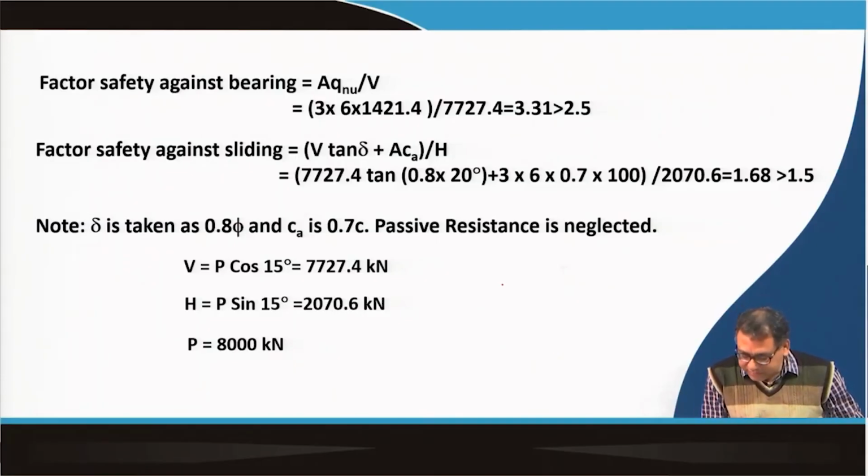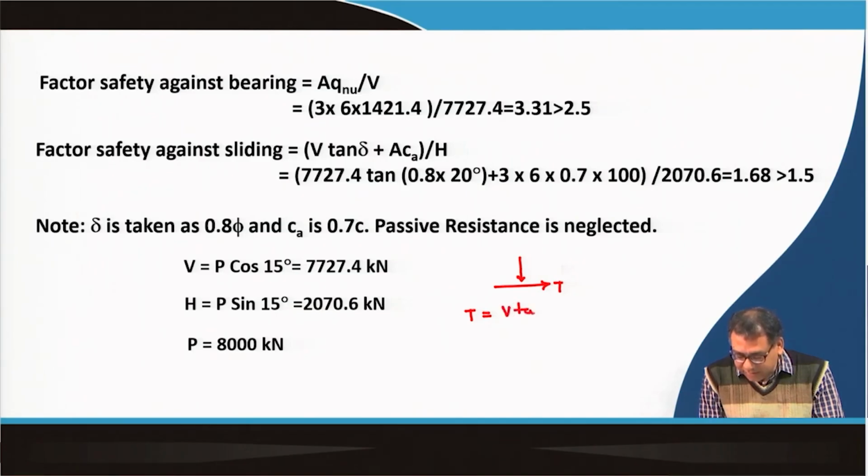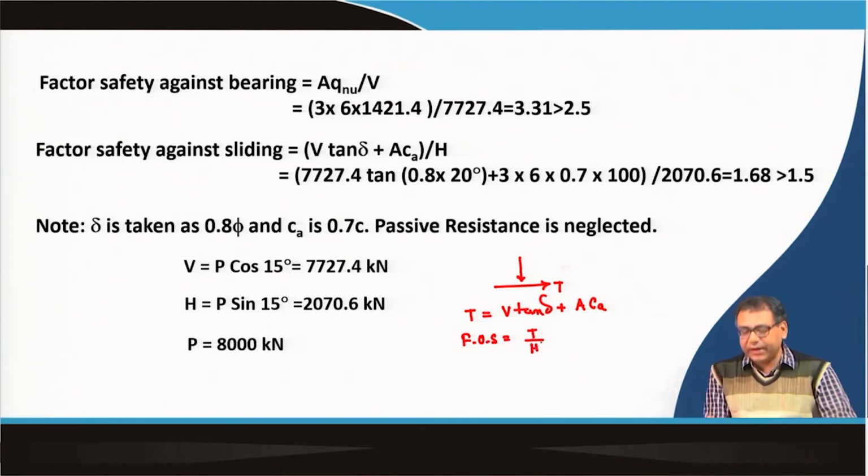As I mentioned, this is T, which is the shear resistance that the foundation and the base soil give. So, T is equal to the vertical component V into tan delta plus the effective area into the cohesion adhesion C a. So, total vertical force into tan delta plus effective area into adhesion, and that is T. The factor of safety is basically T by H, because we have neglected the passive resistance.